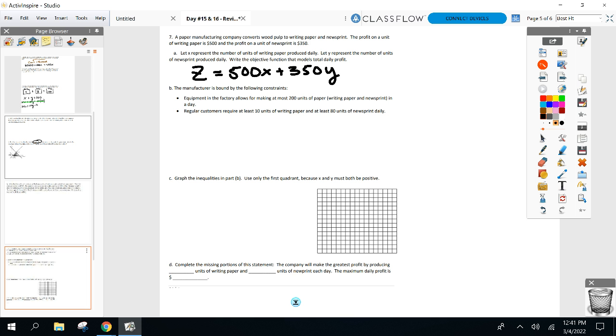All right, now we come to our restrictions, our constraints, aka our inequalities. I'll make a deal with you. I'll tell you on the test how many inequalities you should have, but I will not tell you how many corners you should have. All right, how about an inequality for the first bullet? You can make at most 200 units of paper, writing and newsprint together. X plus Y is less than or equal to 200.